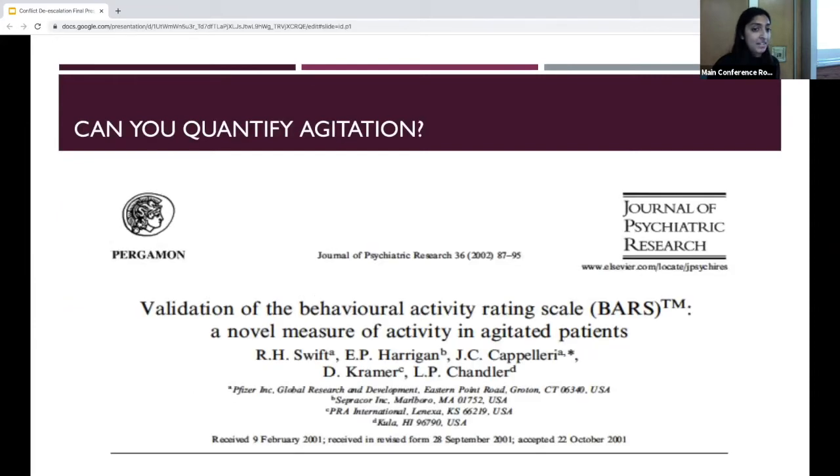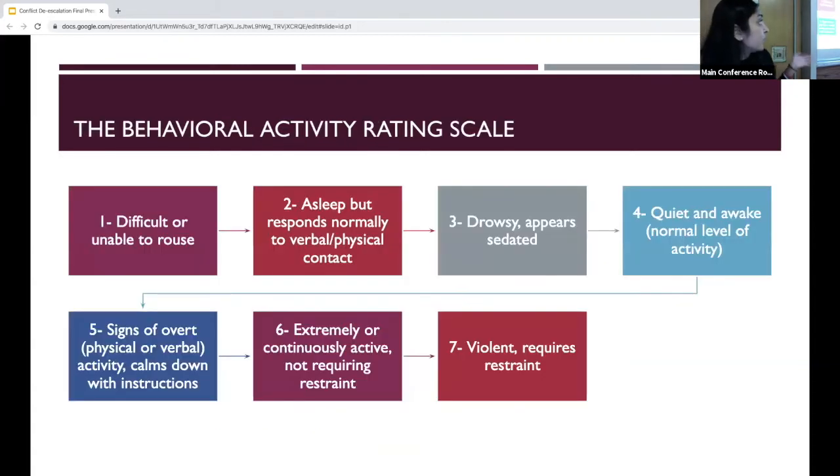So now that we know how to identify this patient, can we quantify it? Traditionally, many people use the RASS scale to identify agitation and sedation. But there was a 2001 study that sought to identify a suitable rating scale for behavioral activity. This Behavioral Activity Rating Scale, called BARS, was created in a clinical trial studying ziprasidone in acutely agitated or unstable psychotic patients. They looked at 3 different clinical trials, and this is how they rated them, between 1 to 7.